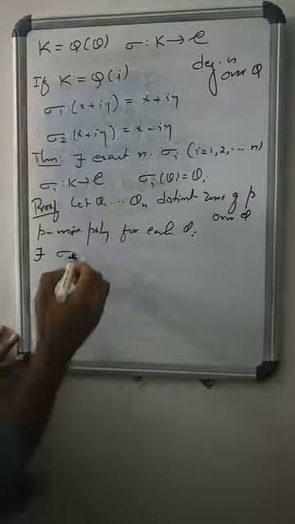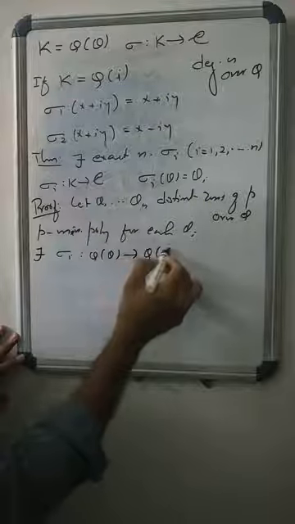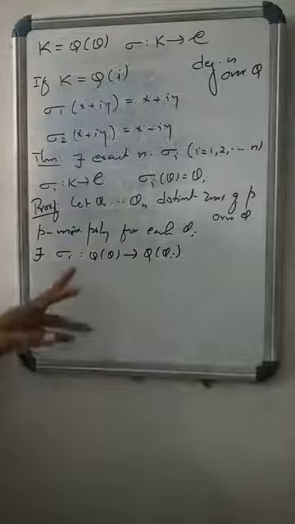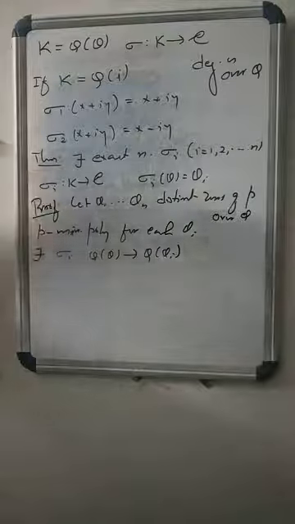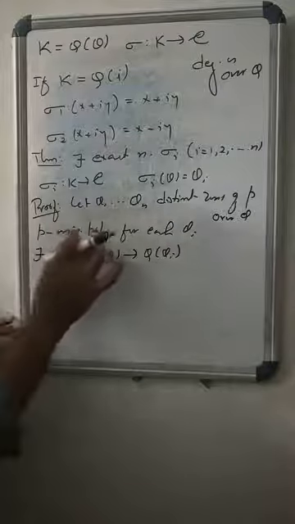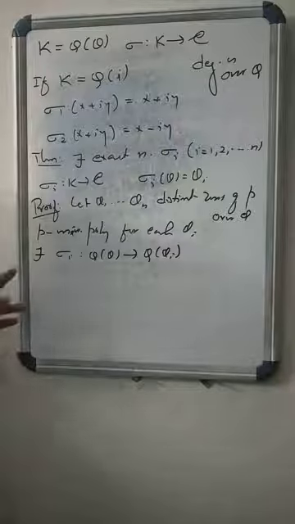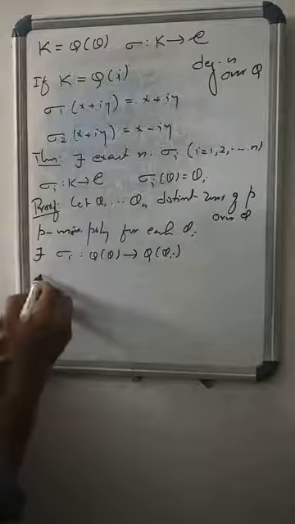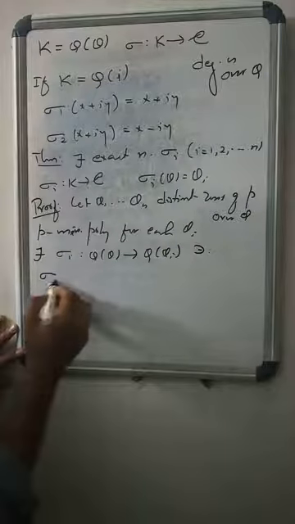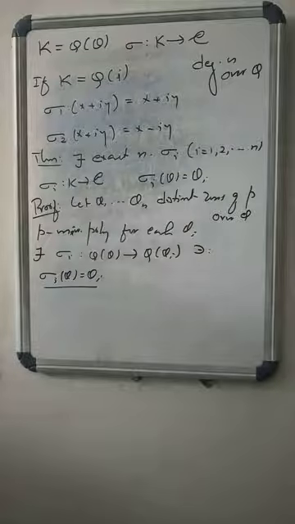Sigma i from Q(theta) to Q(theta i). Why? Because p is a minimal polynomial over Q. Since p is a minimal polynomial for each theta i, there exists a unique monomorphism sigma i from Q(theta) to Q(theta i). It is defined such that sigma i of theta equals theta i.